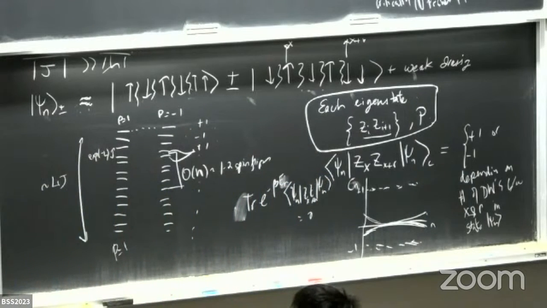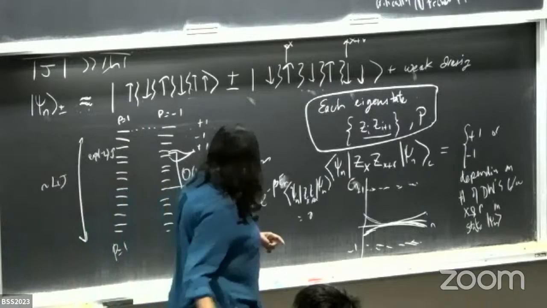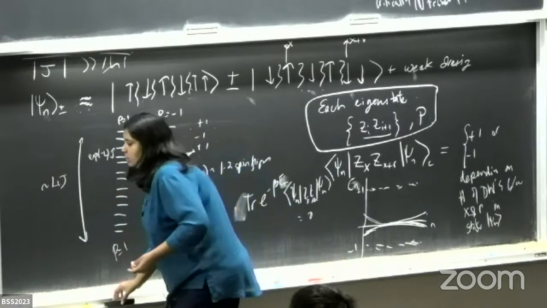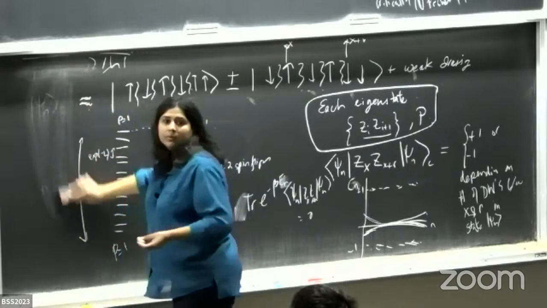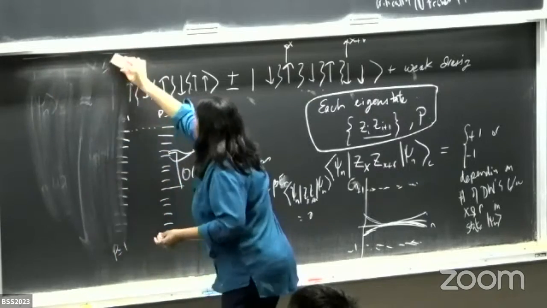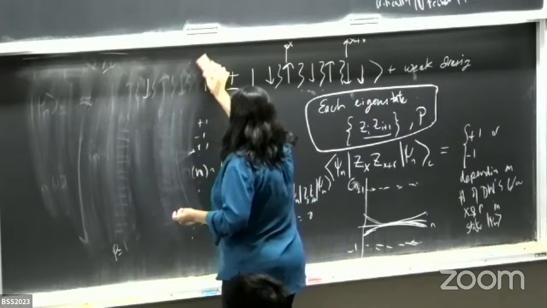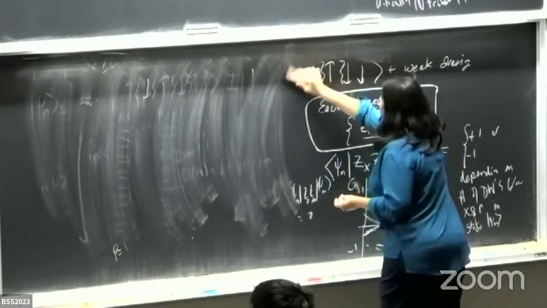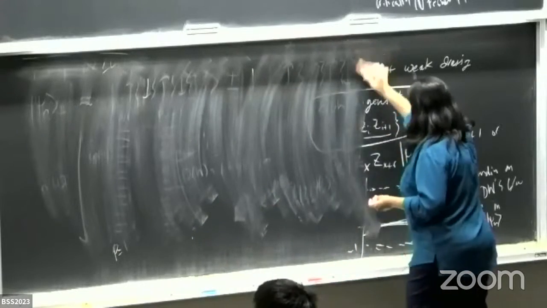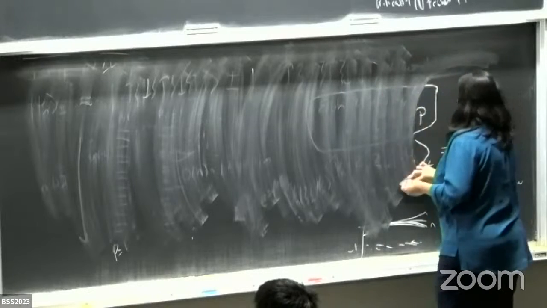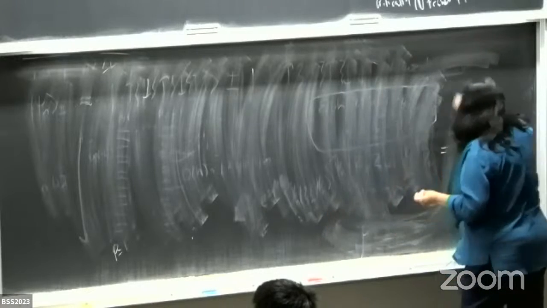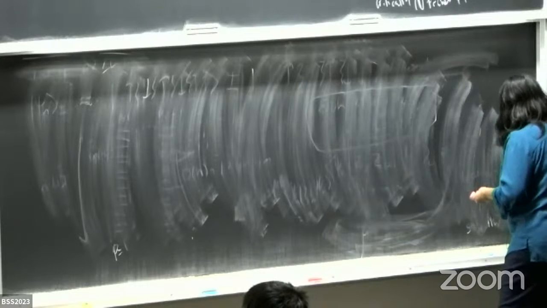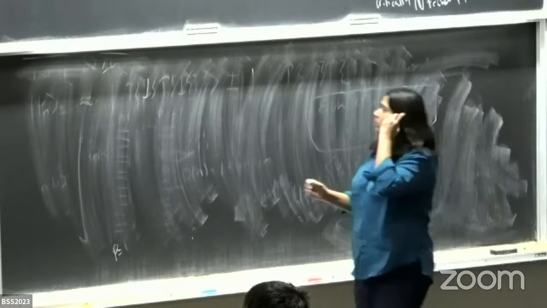So now let me briefly just mention the toric code, and then I'll come back to the question of dressing and L-bits, okay?